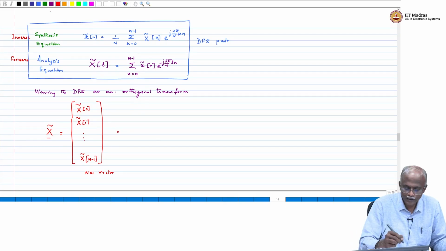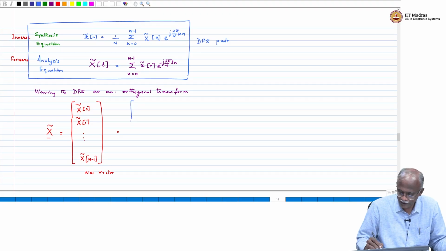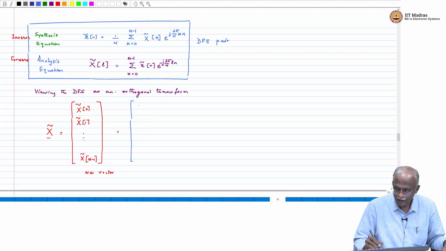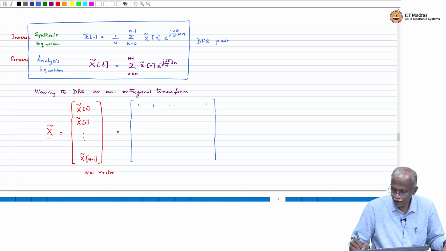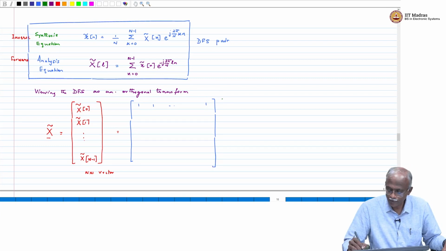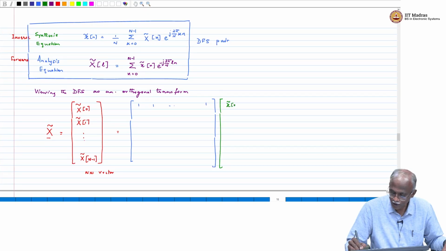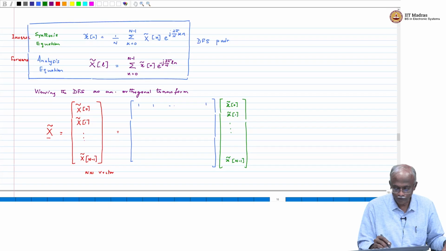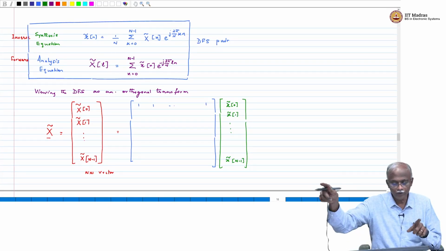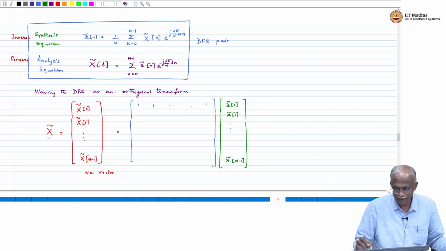Now, this can be written as a matrix which is n by n in dimension. The first row is all ones, and this is multiplied by x tilde, one period of the discrete-time periodic sequence, x tilde of 0, x tilde of 1, all the way to x tilde of n minus 1. You can easily verify that if you substitute l equal to 0, what you get is just a summation of all the terms. So that is the first row.